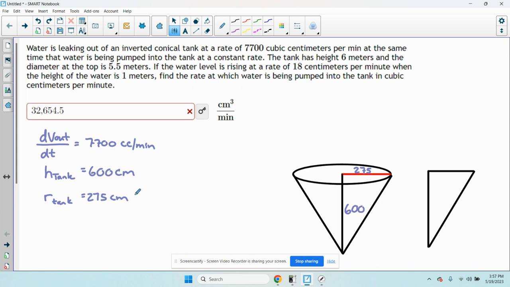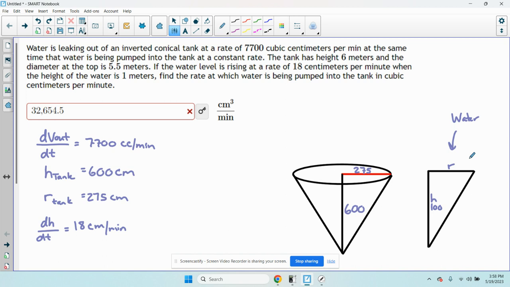Let's see what else. The water is rising at a rate of 18 centimeters per minute. So this change in the height of the water, dH dt, is 18 centimeters per minute when the height of the water is 1 meter. So this is going to be 100 centimeters. And this is the radius of the water. This triangle represents the water. In the video, they set up similar triangles to figure out a relationship between R and H. So let's do that. I'll replace this with H for right now.